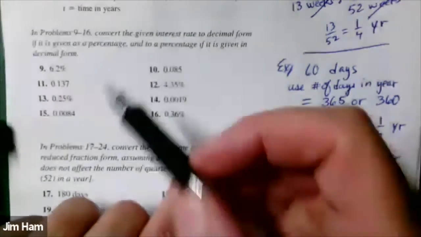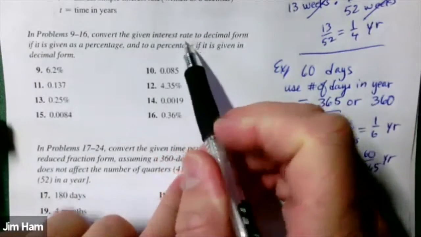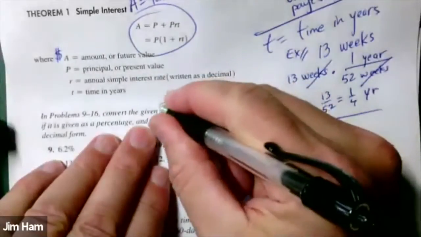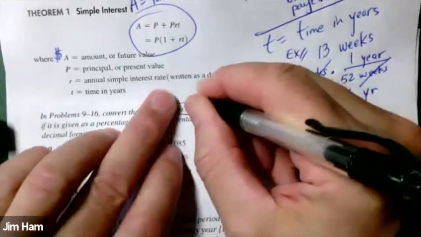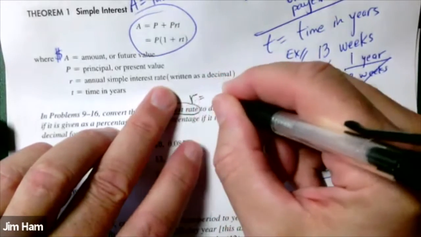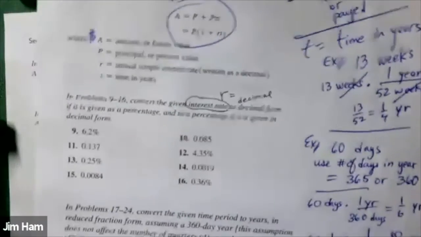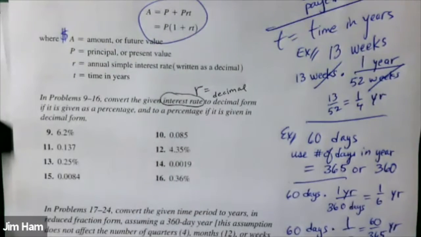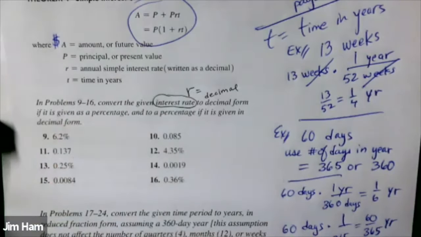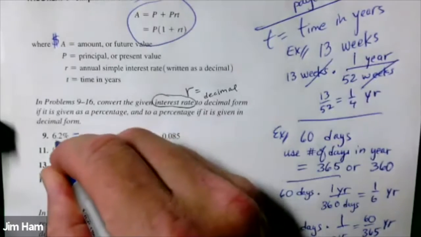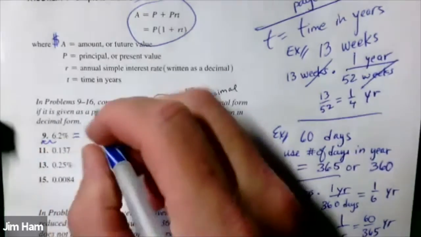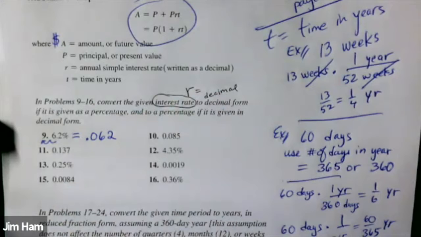The first set is to convert the given interest rate. Remember that the given interest rate is R, and this has to be a decimal. So if they do give you a percent, you'll have to convert it to a decimal. If they give you the decimal, then you don't need to worry about it. But here they want you to convert percentages to decimals and decimals to percentages. So to change a percent to a decimal, move the decimal point 2 places to the left, and then take away the percent symbol.